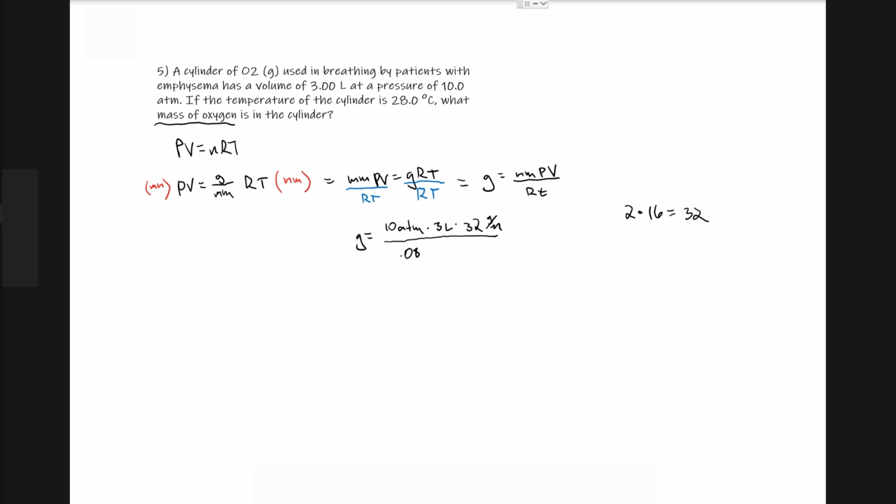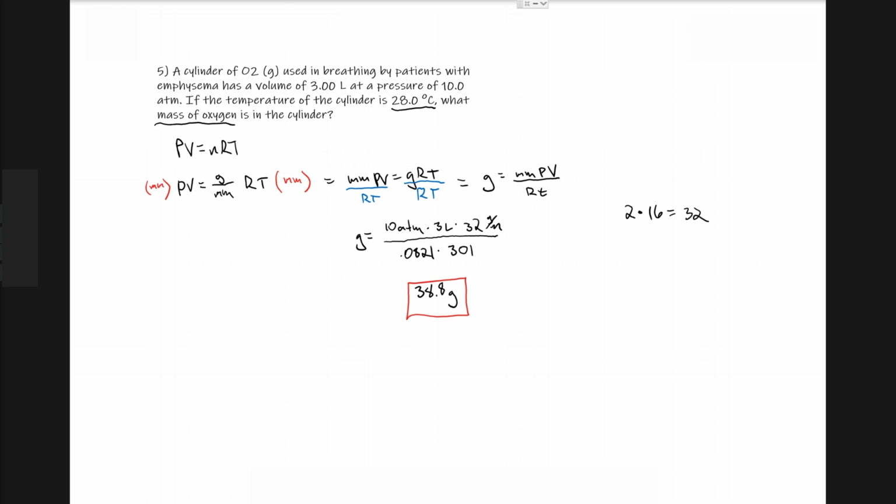Again, we are using atmospheres. So the version we're going to use is 0.0821. Times that by the degrees. And again, remember, you cannot use the degrees Celsius. You have to add 273 degrees to get your Celsius into Kelvin. So this is the final version that we're going to use. And if you plug all of that into your calculator, you should get somewhere in the neighborhood of 38.8 grams. So that is our final answer for this problem.